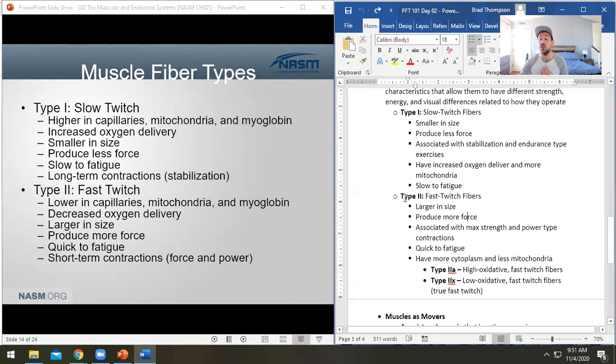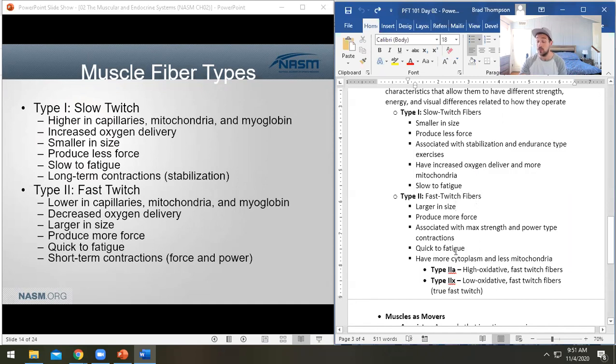But then you have type 2 fibers, and type 2 fibers are what we call fast twitch muscle fibers. These are much larger in size. These are much better at producing a lot of force. Generally we associate our type 2 fibers with maximum strength and powerful contractions. When you think of lifting a super heavy weight over your head, or a super heavy weight when you're squatting or lifting or whatever, those are very much type 2 muscle fibers, right?